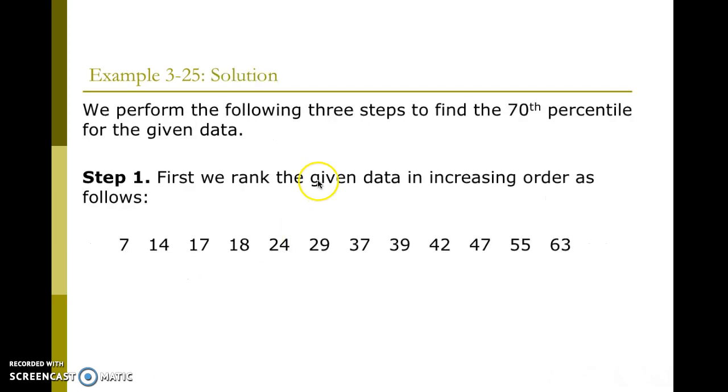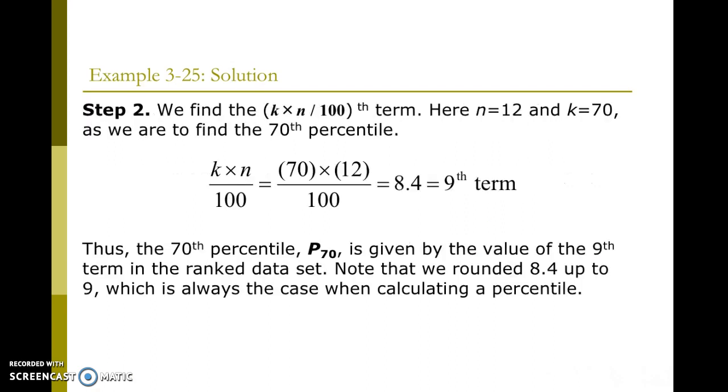So here's what we do. We rank the data. There it is. We've already done that once. Now, since we're talking about the 70th percentile, we're going to use k as 70. We have 12 pieces of data, so we take 70 times 12 and divide it by 100. That gives us 8.4, which means the 9th term is going to be the 70th percentile. So notice that we took 8.4 and rounded it up.